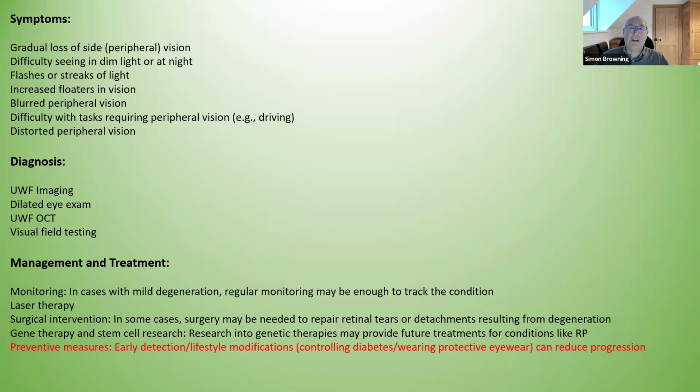Flashes or streaks of light. Now, we're going to deal with those in a lot more detail shortly, as well as increased floaters in vision. That, again, has got a lot to do with holes and tears and things. Blurred peripheral vision. Difficulty with tasks requiring peripheral vision.